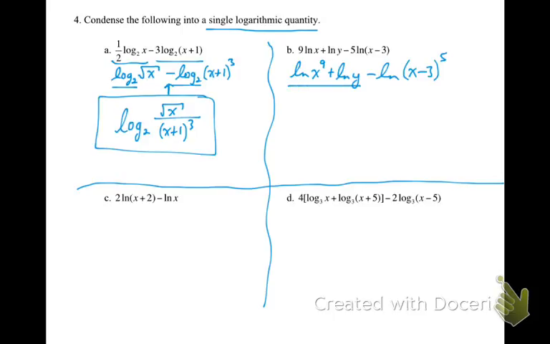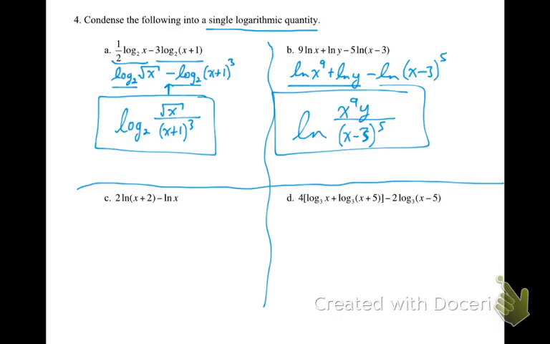Now these first two are being added together, so once I combine this into one single logarithmic quantity, I'm going to multiply the x to the 9th and the y, because you're adding those two logs together, and I'm going to divide everything by the x minus 3 to the 5th power. And there is my single logarithmic quantity.